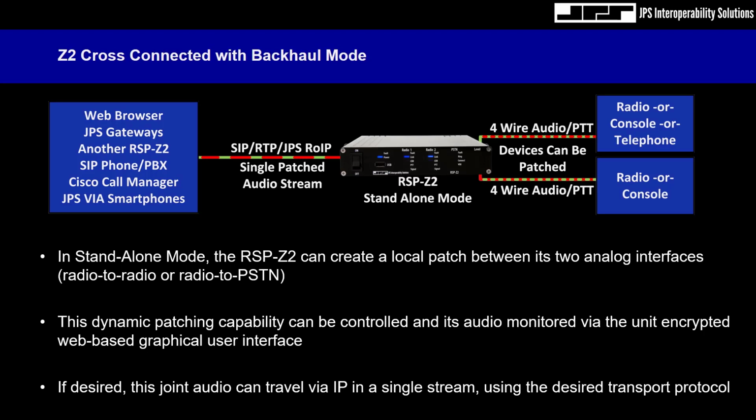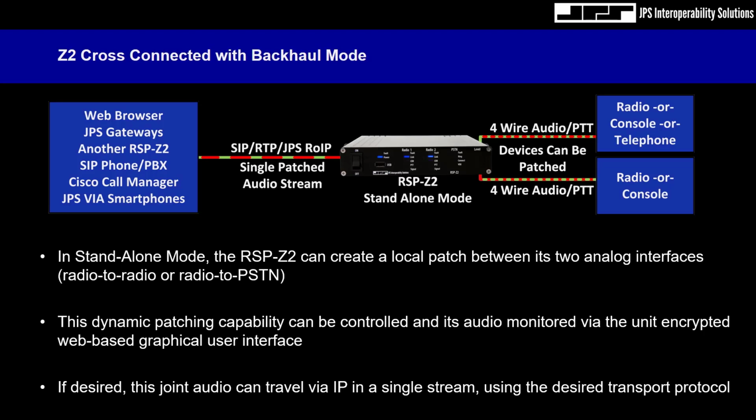Both receivers and both transmitters on the radios, all that audio will be sent via the stream, and it could be sent to a web browser, a JPS gateway, another RSP-Z2, it could be a SIP phone or a SIP PBX, it could be Cisco Call Manager, or it could be JPS via smartphones, or it could be a recorder. So many opportunities there to interconnect to other devices through those protocols.